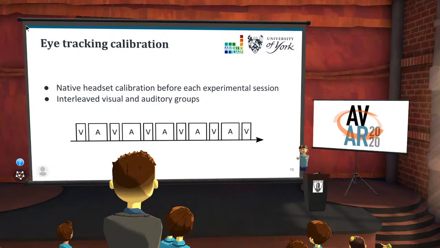With the current eye tracking techniques, we need to conduct calibration, and we decided to use a two-step calibration. The first one is the native calibration provided by Magic Leap, which is done before each experimental session. Another step is built-in visual targets in the sequence during the experiment. Based on the data gathered in response to visual targets, we can conduct offline calibration in the post-processing of data. That's why the experiment consists of these alternating visual and auditory stimuli groups.